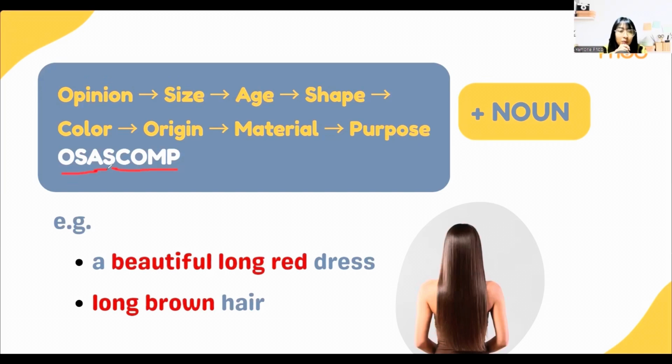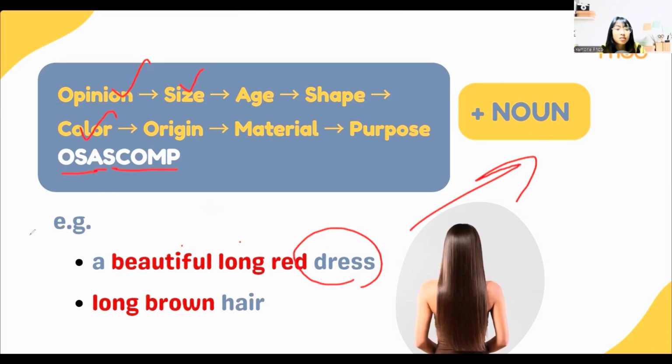Let's look at the examples. A beautiful long red dress. Here, beautiful is the opinion. Long, what type of adjective is it? It's size. And red is color. So that's why it's a beautiful long red dress, and dress is the noun. We have to use it like that.